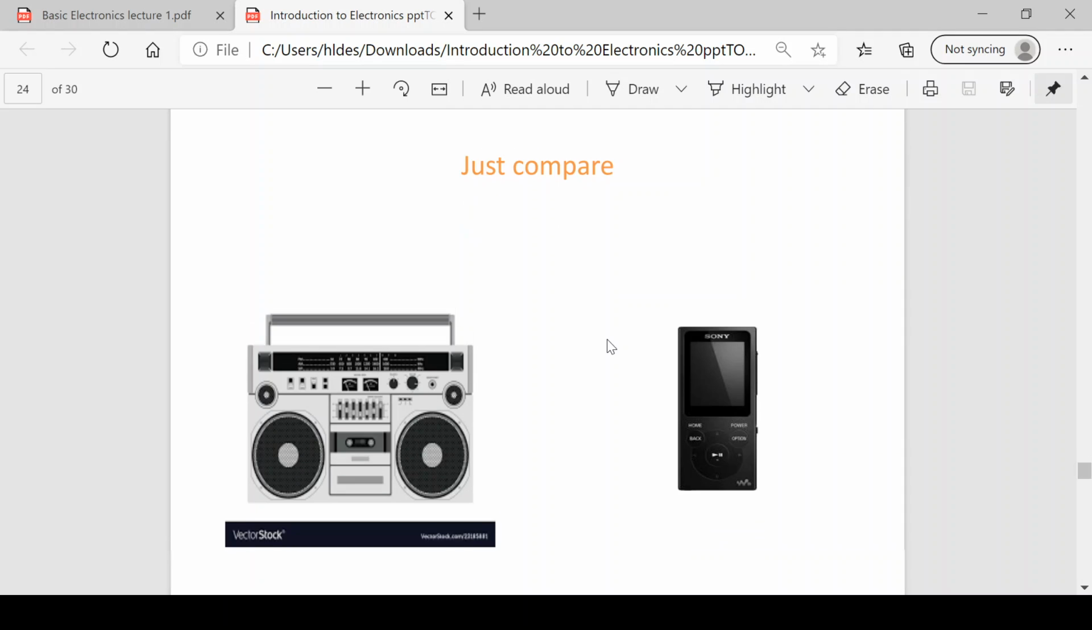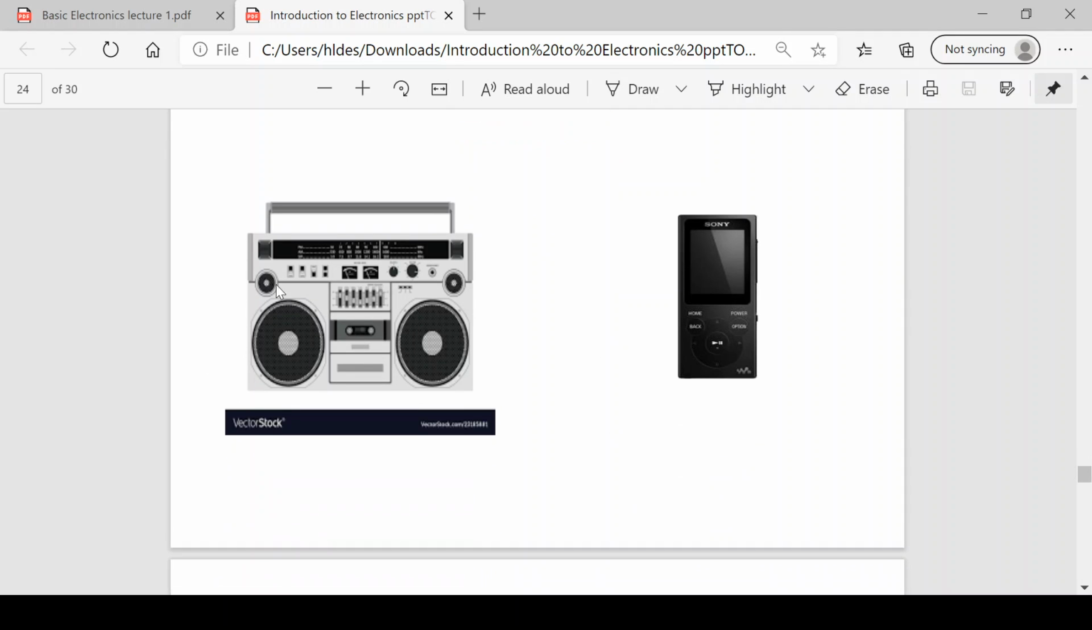The next thing that I want to compare is a tape recorder and an MP4 player of a different company. Here it is a Sony MP4 player. Both have the same function. Both play songs, or you can say music. But this one has different features and this one also has different features. What are the different features that we will compare?